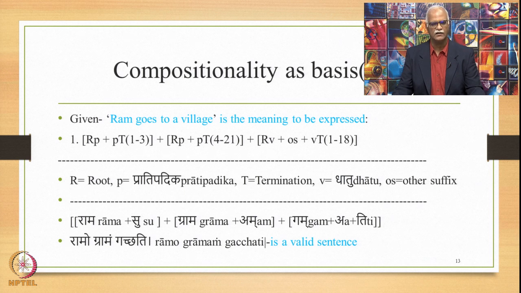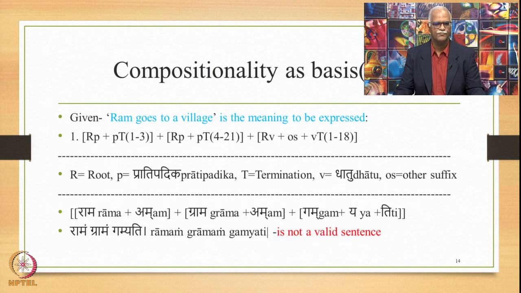When these words are collected together to express the meanings, then by processing these items with the help of the rules, we get Ramah as the pada, Gramam as the pada, and Gachati as the pada. When we join these padas together, we get the sentence Ramo Gramam Gachati, which is considered a valid statement. It's a valid sentence and also a valid unit of the speech spoken by speakers of Sanskrit. This is how the grammar constructs the sentence, and this is how the compositionality allows grammar to function.